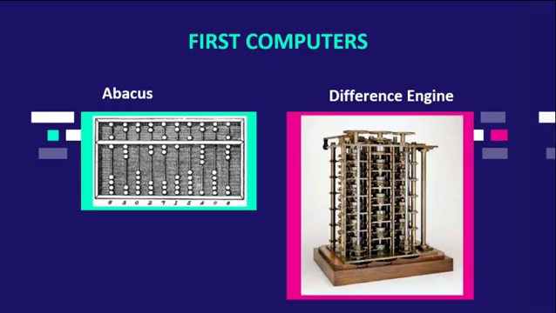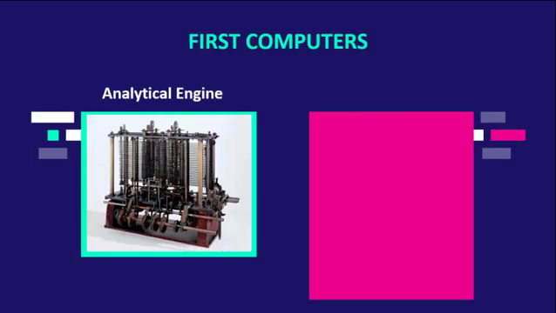Okay? Next, we have the analytical engine. Now, nag-upgrade si Charles Babbage. From difference engine, nakagawa siya ng analytical engine. And this engine can actually now compute a lot of things. And up to more than 10 digits na ng number. So, mas marami na siyang kayang i-compute.